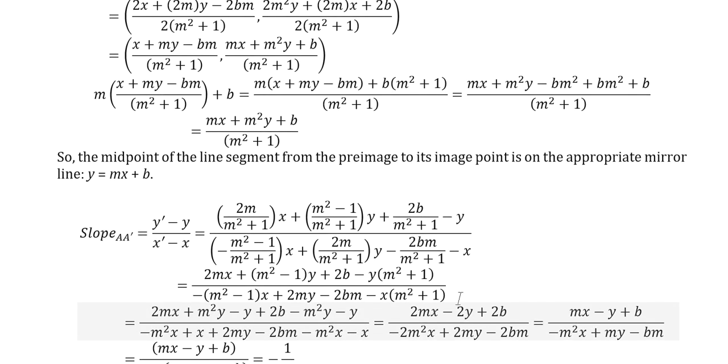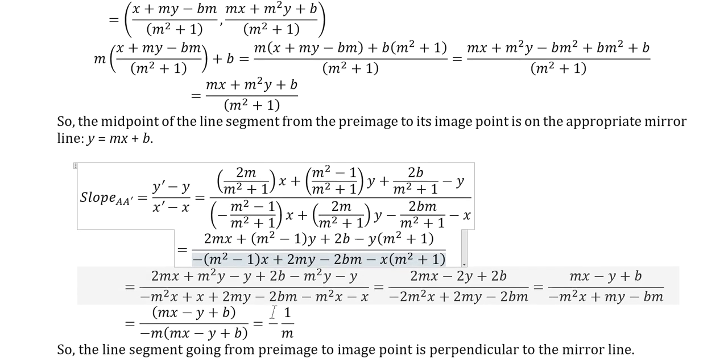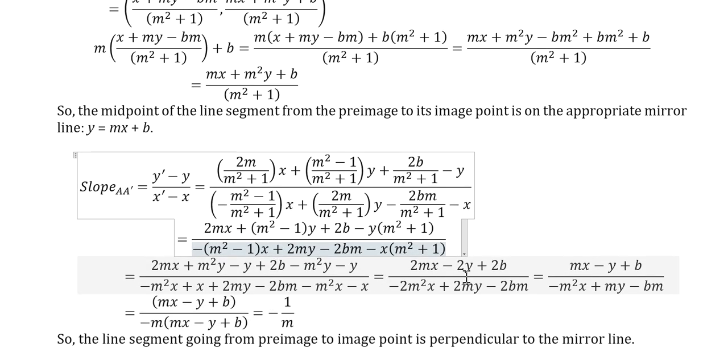Now it's just a matter of doing some cleaning up here. Multiply top and bottom by m squared plus 1, get you to here. Distribute and combine like terms. And then we're able to factor out a 2 and cancel it with the 2 factored out of the bottom. And then at the bottom we can factor out a minus m. And then this part's the same. And the dust settles, it's minus 1 over m.